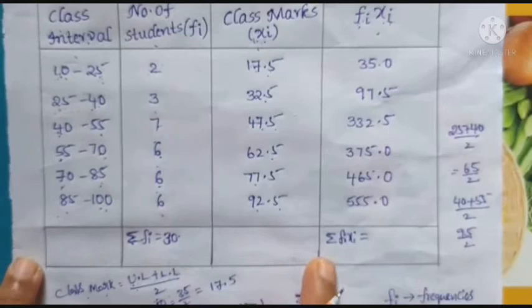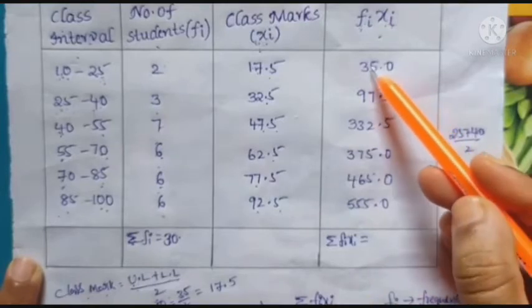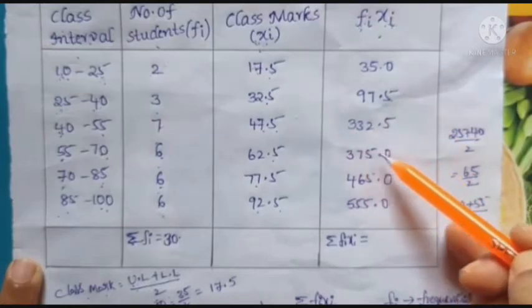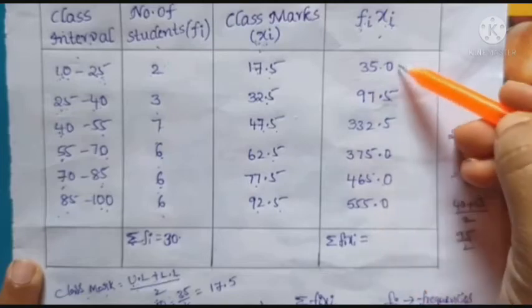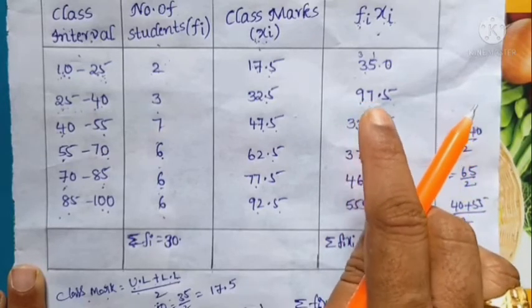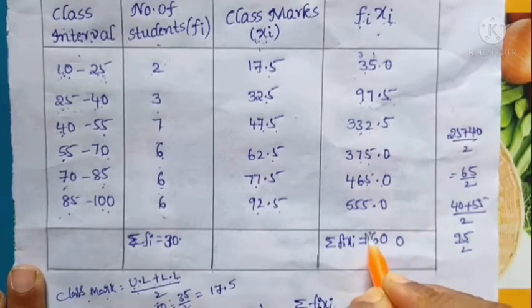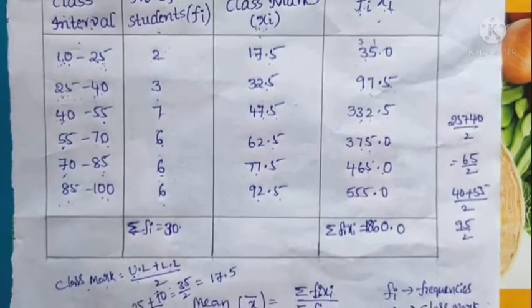Next, we have to find sigma fi xi. Sigma fi xi means the sum of all fi xi values: 35.0 plus 97.5 plus 332.5 plus 375.0 plus 465.0 plus 555.0. So the sum of all fi xi values is 1860.0. Now we find the mean by the direct method.